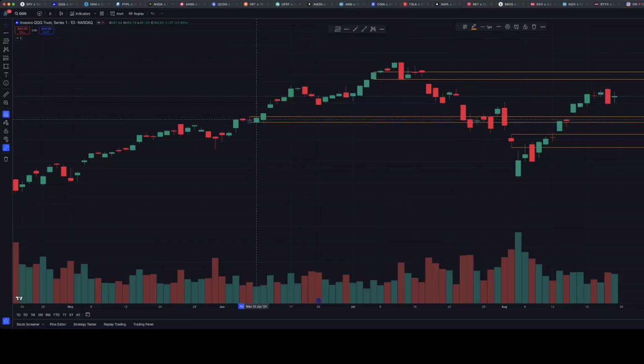This NFP print from June, look at the support it's had. And like I say, it's not necessarily hard levels. It's like fibs. That's how I treat it. That's a magnet area. So institutions are respecting these levels higher than anywhere else. And now you have a way to identify them.